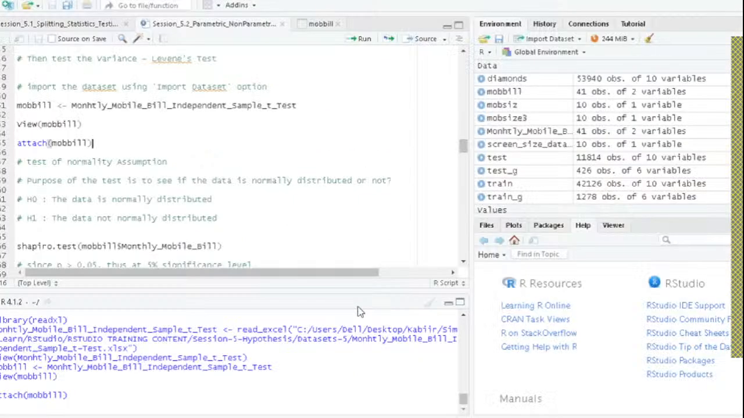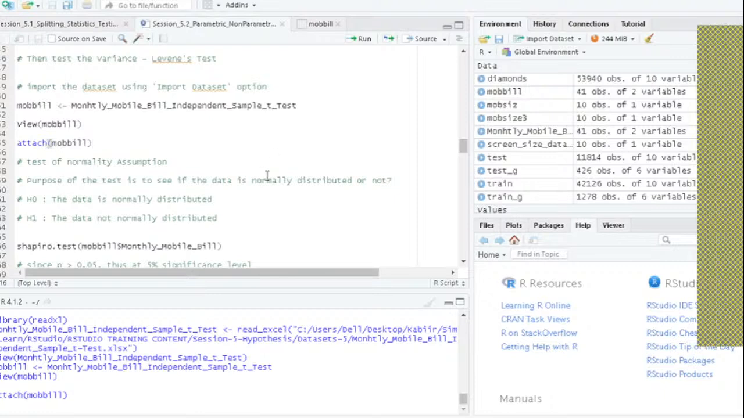Though if you are sure that it is coming from a normal distribution, you may not test the normality, right? But if you have two samples, you will always test the homogeneity of variance, because only then the t-test will apply. Okay, so first we are going to test the normality.